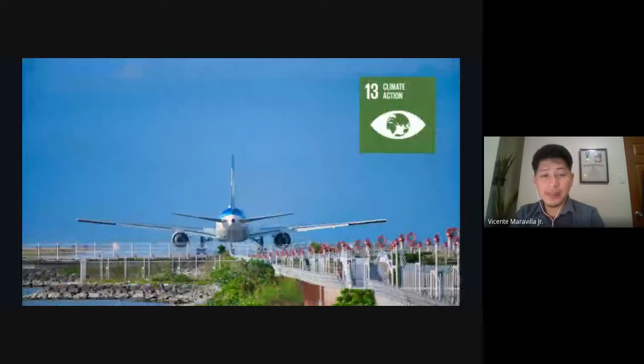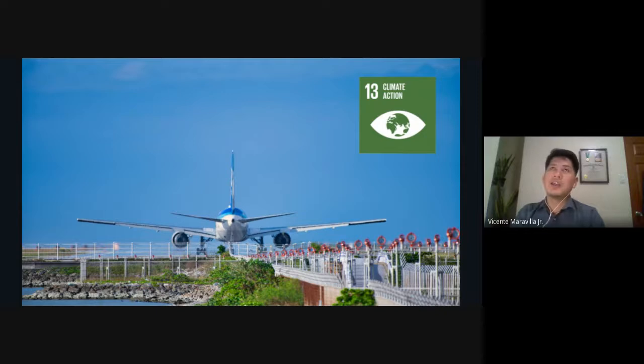Next is climate action, SDG 13. Tourism contributes to and is affected by climate change. Tourism stakeholders should play a leading role in the global response to climate change by reducing its carbon footprint in the transport, accommodation, and other sectors. Tourism can benefit from low carbon growth and could also help tackle one of the most pressing challenges of our time.